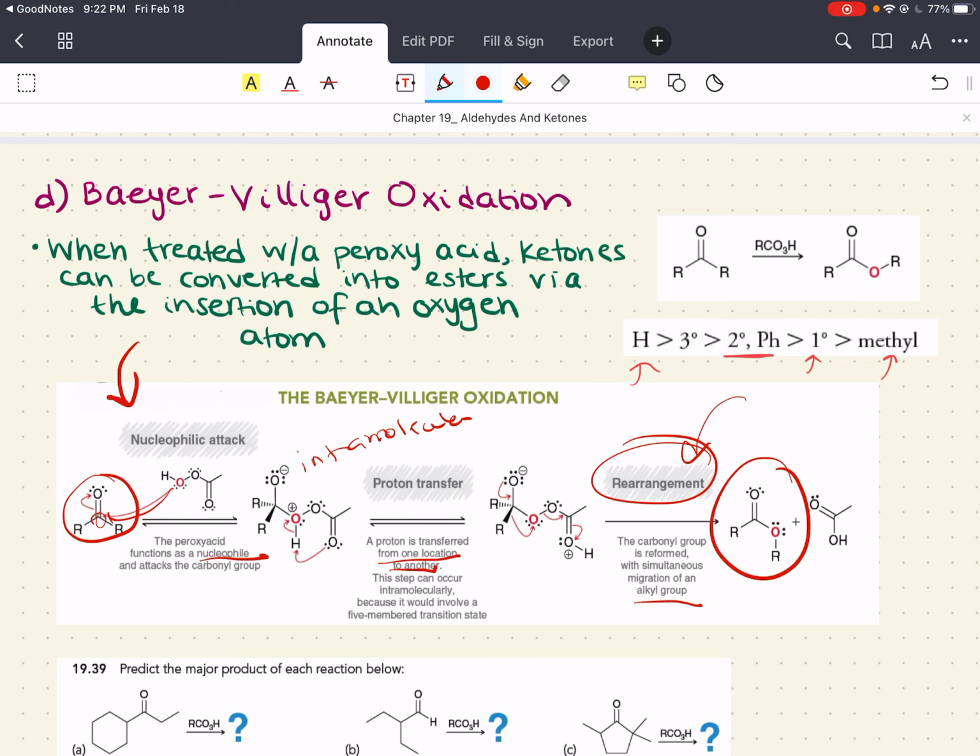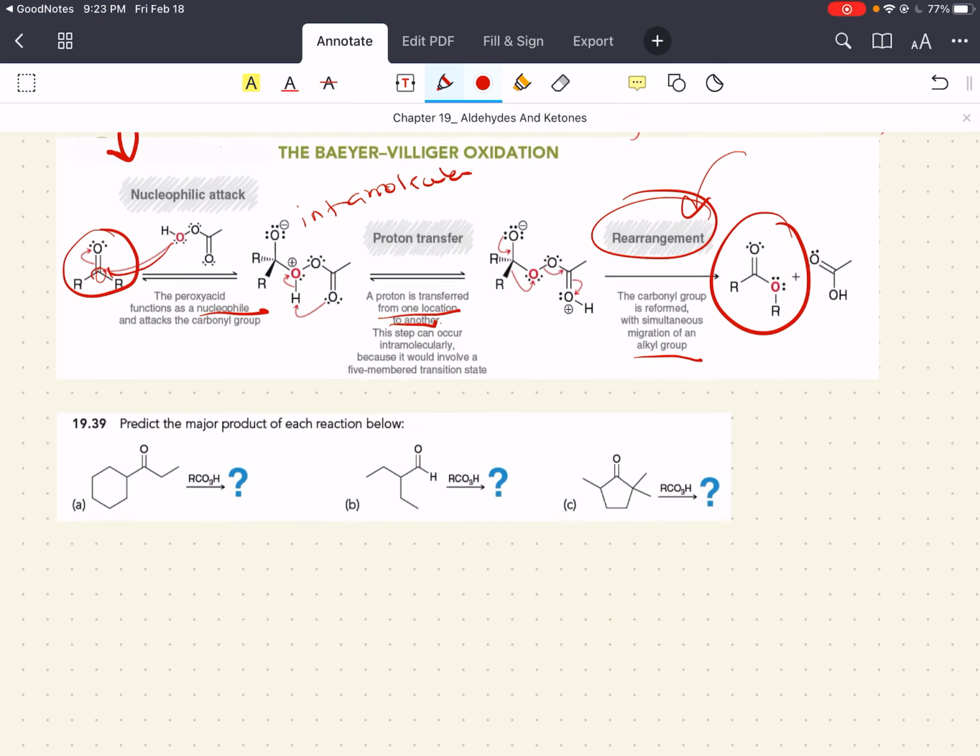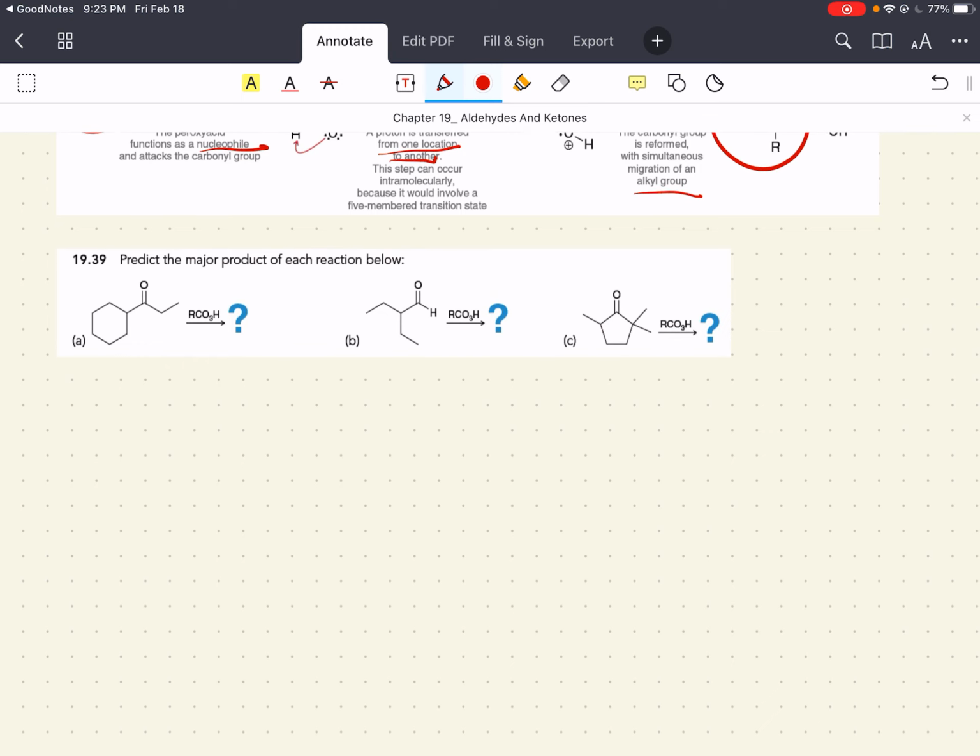Now, the migratory aptitude is as follows. A hydrogen site is the most preferred for oxygen insertion, followed by tertiary sites, followed by secondary or phenyl sites, followed by primary, and then finally your least likely place for migration is your methyl. Methyl is your least preferred site. So let's really just do a few problems to understand this, because that's really the best way to get this.